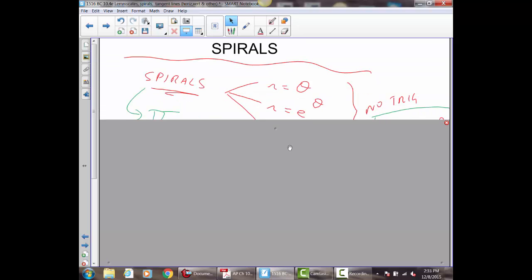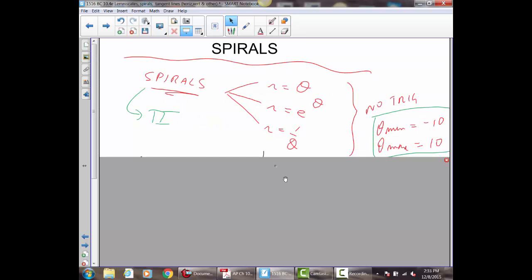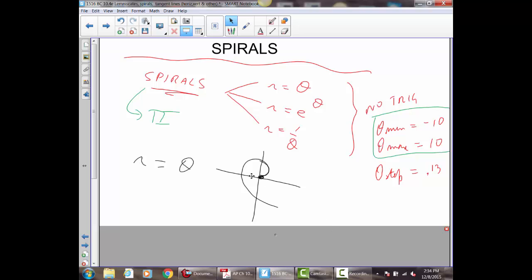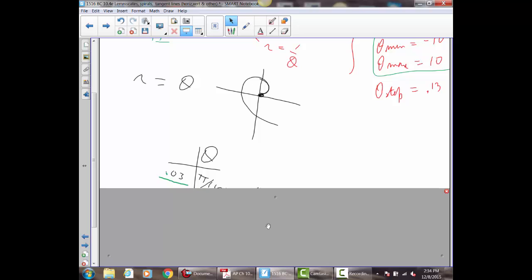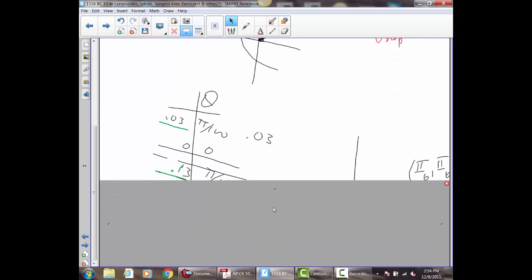Okay, then we're going to look at spirals. Now, spirals don't have any trig in them whatsoever. So the simplest spiral is r equals theta, there's r equals e to the theta, there's r equals 1 over theta. Now, since there's no trig, you're going to want to at least go from negative 10 to 10 for your theta min, your theta max. If you do r equals theta and you leave it at 0 to 6.28, that's all you'll get.